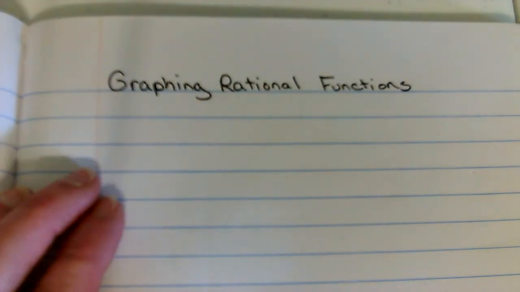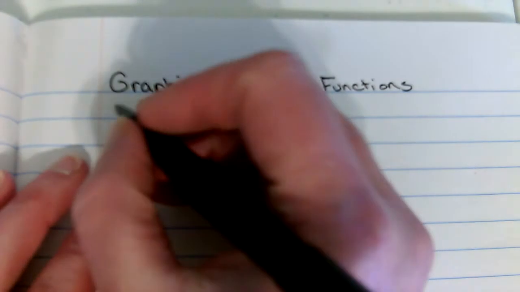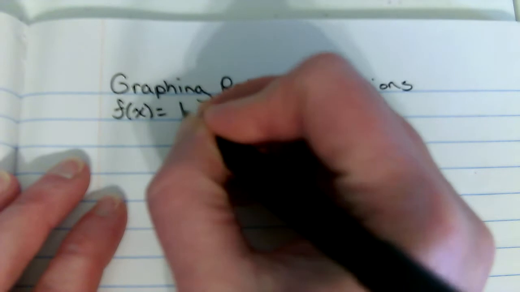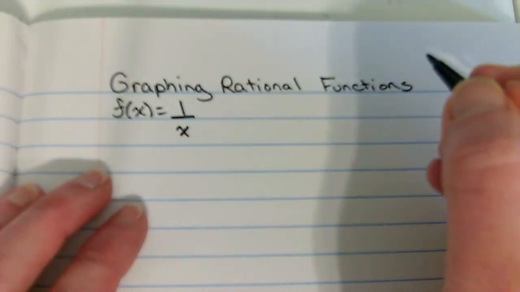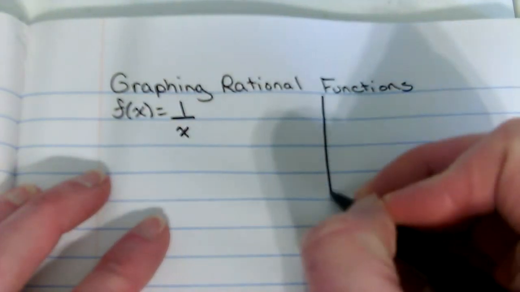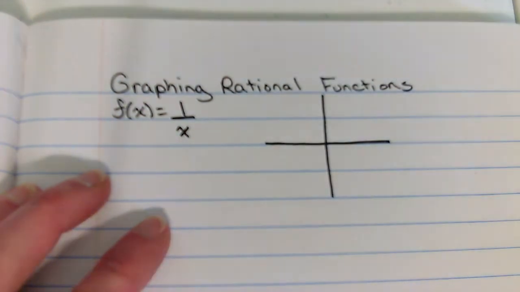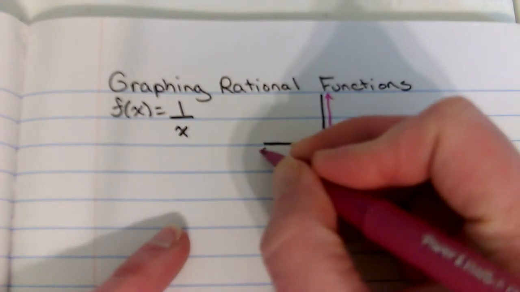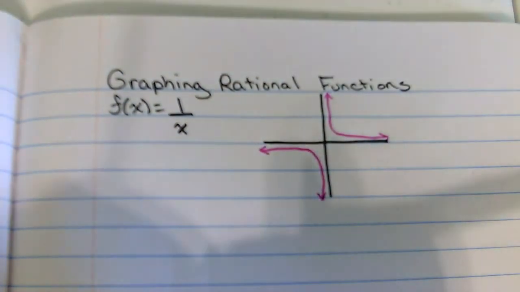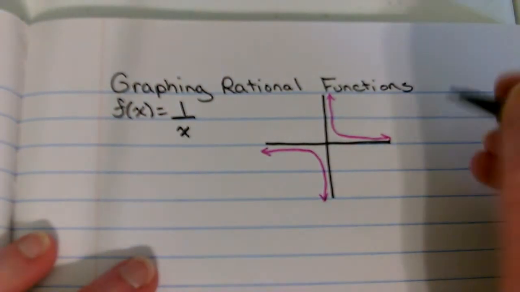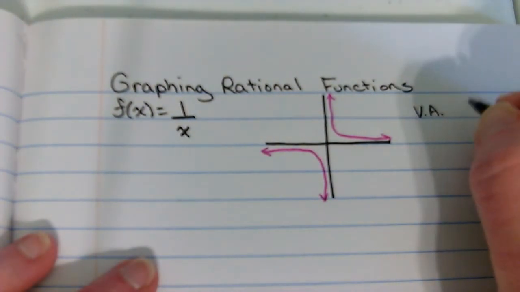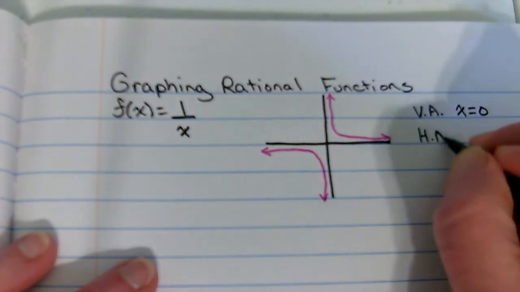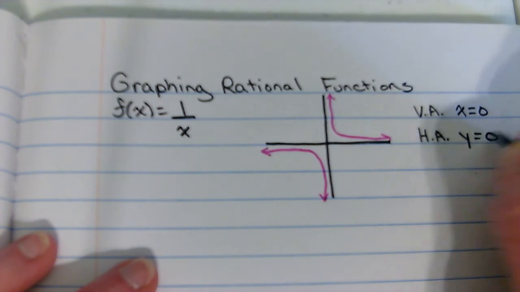Now we're going to be looking at graphing rational functions. So I just want to remind you of what f of x equals 1 over x looked like. We looked at that one on Desmos. It was a function that had a swoop and a swoop. This one had a vertical asymptote at x equals 0. It also had a horizontal asymptote at y equals 0.